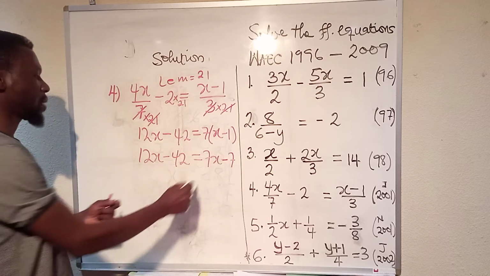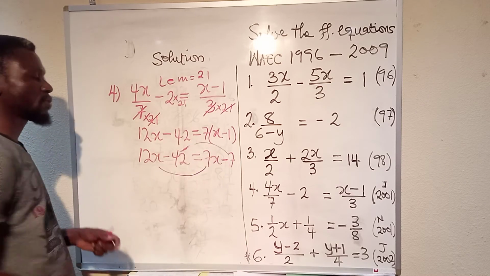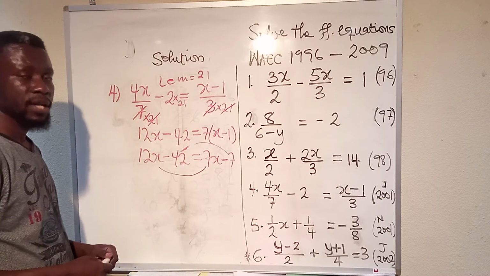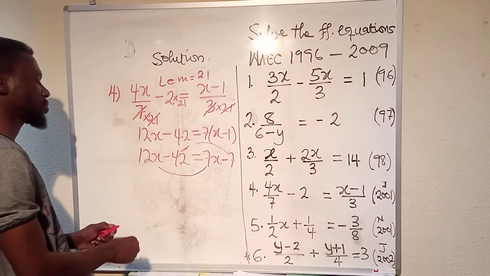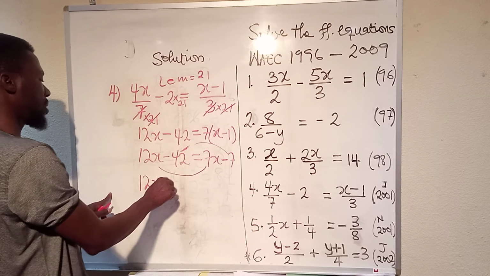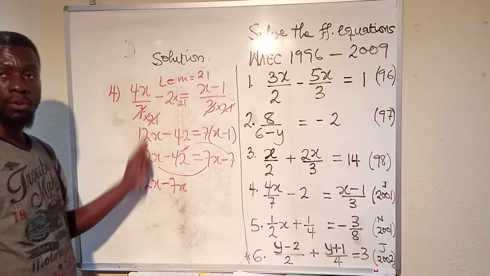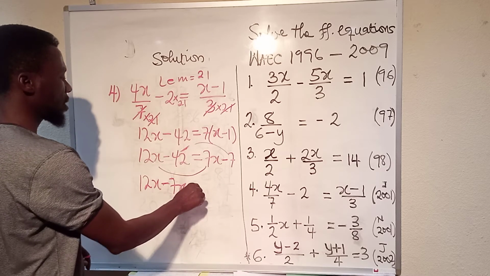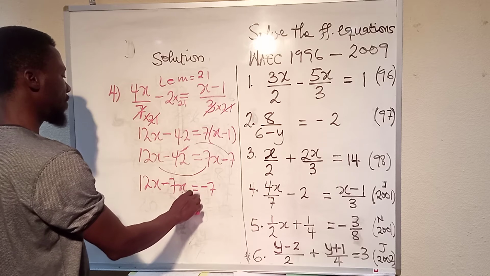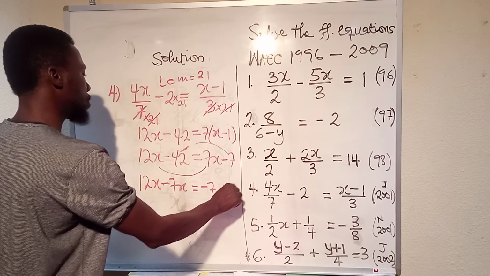And then you can group like terms. So these and these are like terms. Negative 42 and negative 7 are like terms, and 12x and 7x are like terms. So let's bring 7x to this side. We are grouping like terms, so we shall have 12x minus 7x. It will be minus 7x because it is positive over there. When it crosses the equal sign, it will be negative, and so we shall be left with negative 7 over there. And then negative 42 crosses the equal sign, and it will be plus 42.